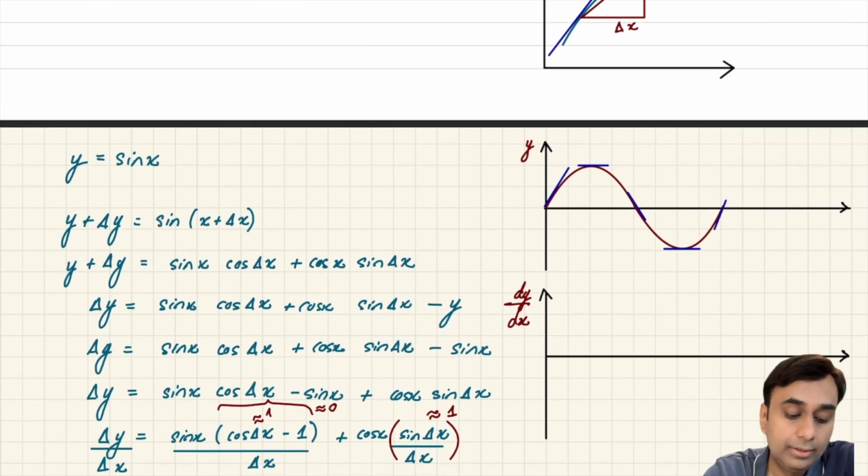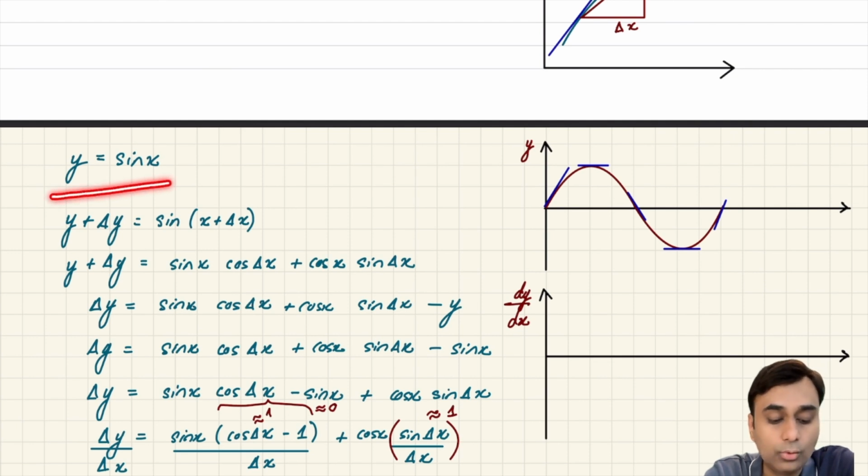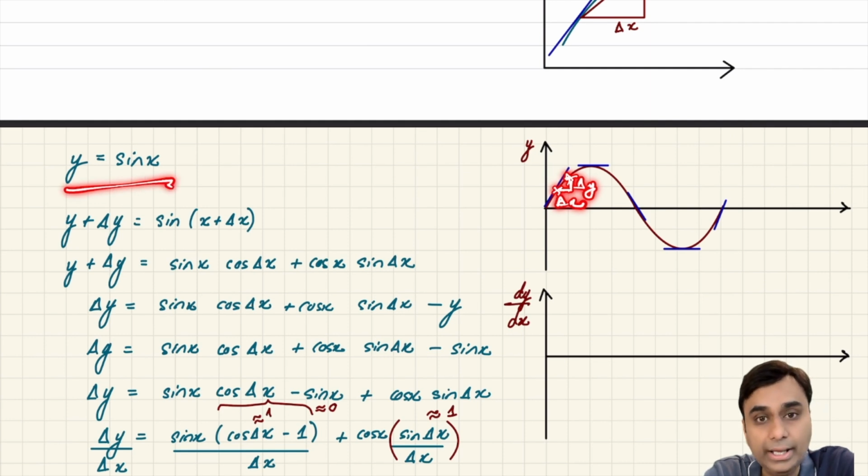So if I want to find out the gradient function of y is equal to sine x, I'm going to take a point with a small change in y and a small change in x, and say that just as y and x satisfy the equation, y plus delta y and x plus delta x would also satisfy the equation. So in place of y, I wrote y plus delta y, and in place of x, I wrote x plus delta x.